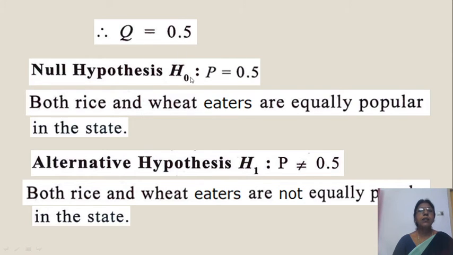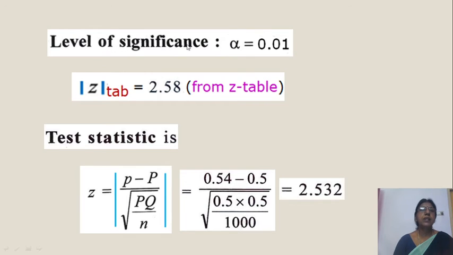Now we take null hypothesis P is equal to 0.5 in numbers. What is the question? Can we assume that rice eaters and wheat eaters both are equal? So we take H naught: both rice and wheat eaters are equally popular in the state. Equally popular means in numbers capital P is 0.5. What is the alternate hypothesis? Which is opposite of the null hypothesis: both rice and wheat eaters are not equally popular in the state.